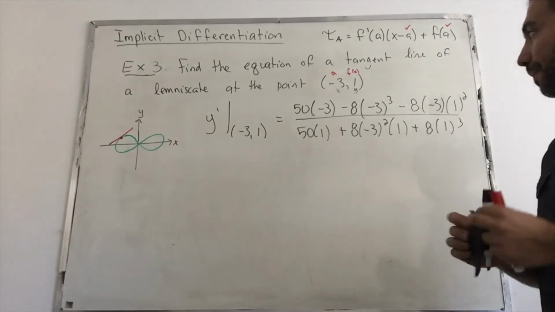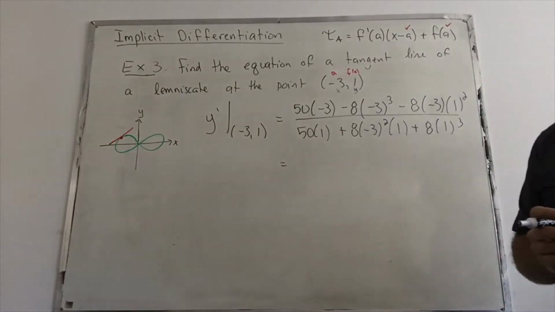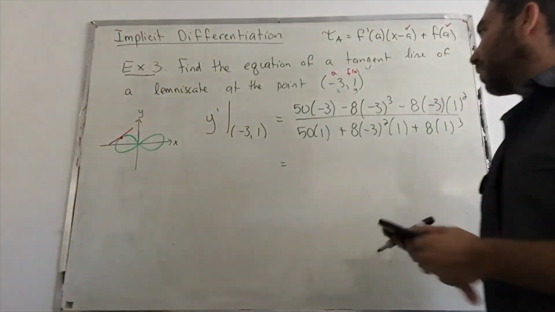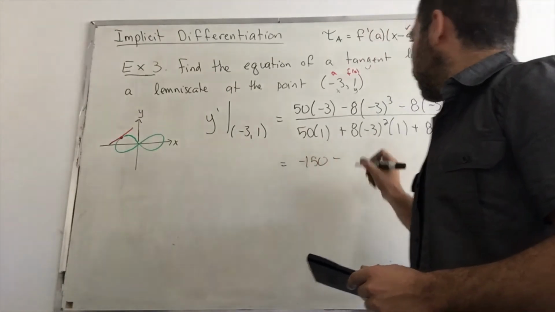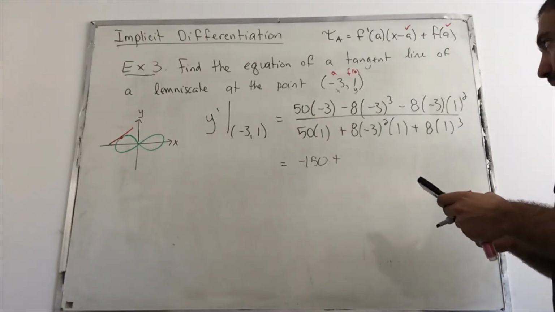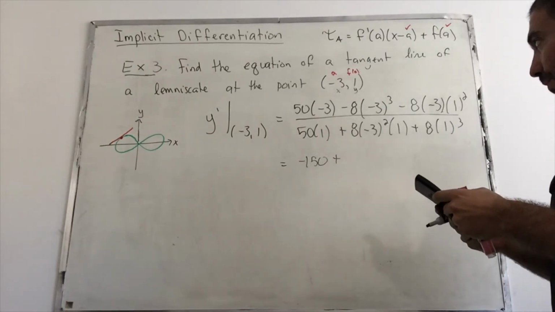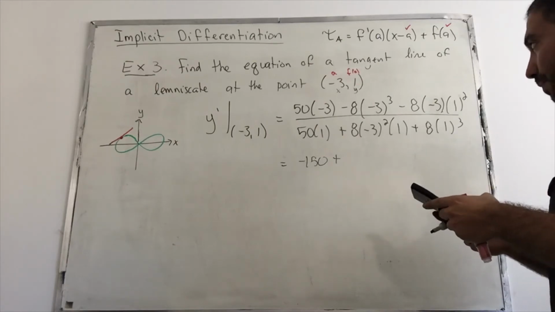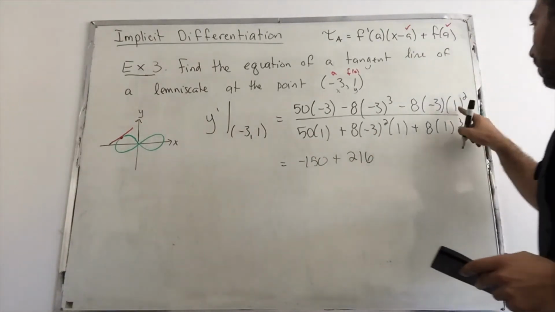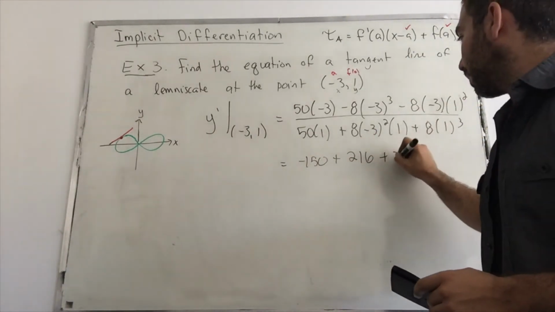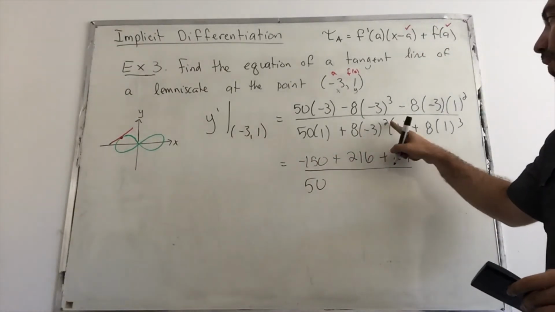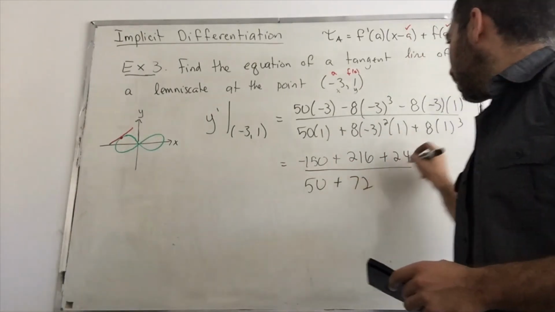And now we evaluate this. So let me use a calculator. What we get is -150. This is going to become positive. 3 times 27 times 8, we get 216. This is plus 24. Over on the bottom we have 50. Here we get -3 squared, which is 9. 9 times 8 is 72. And plus 8.